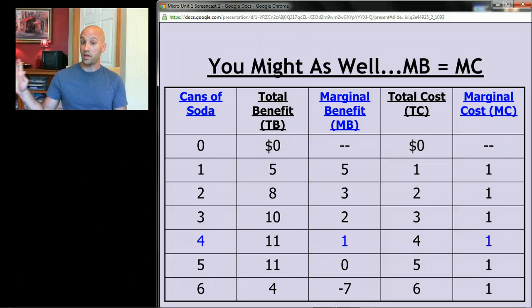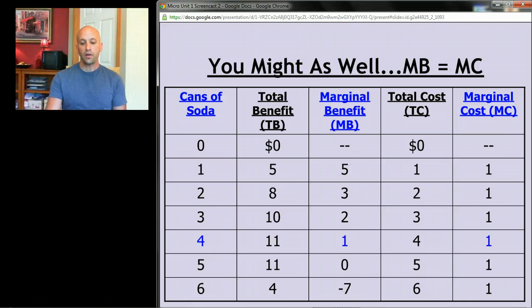And by the way, as an aside, think about why it makes sense to go to where they're equal. If you think about it and it doesn't come to you, come in and talk to me about it. It's a little bit abstract, but I can get you to understand.